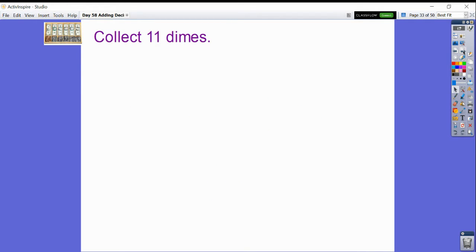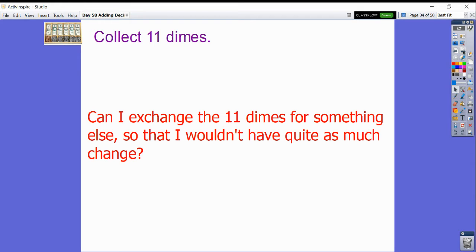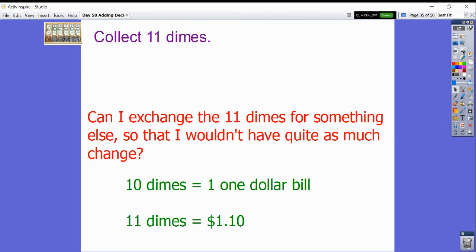If I collected 11 dimes, can I exchange the 11 dimes for something else so that I wouldn't have to carry quite as much change around? Absolutely. I could take 10 of those dimes and replace it with $1. So 11 dimes, I would be left with $1.10.